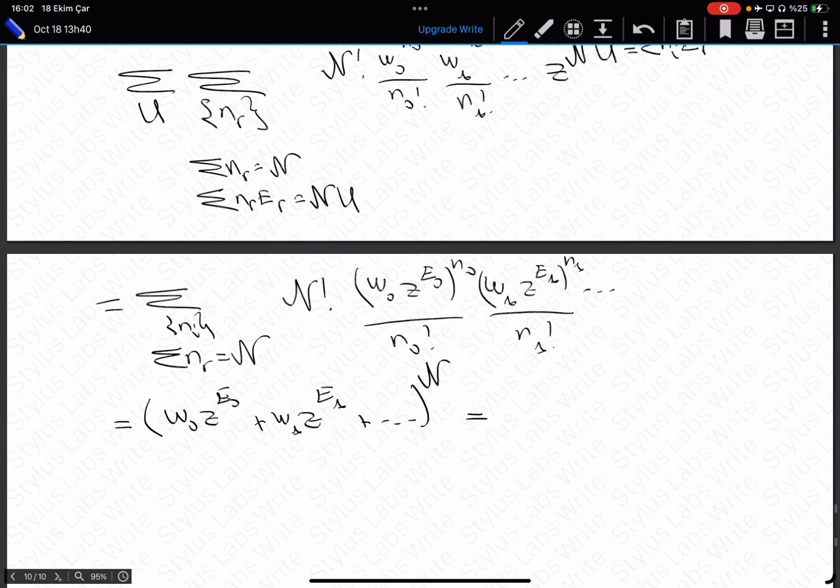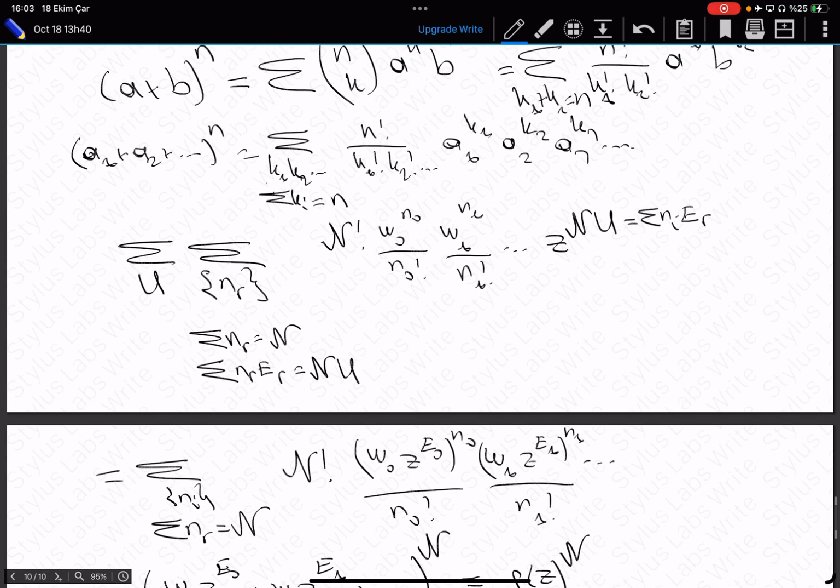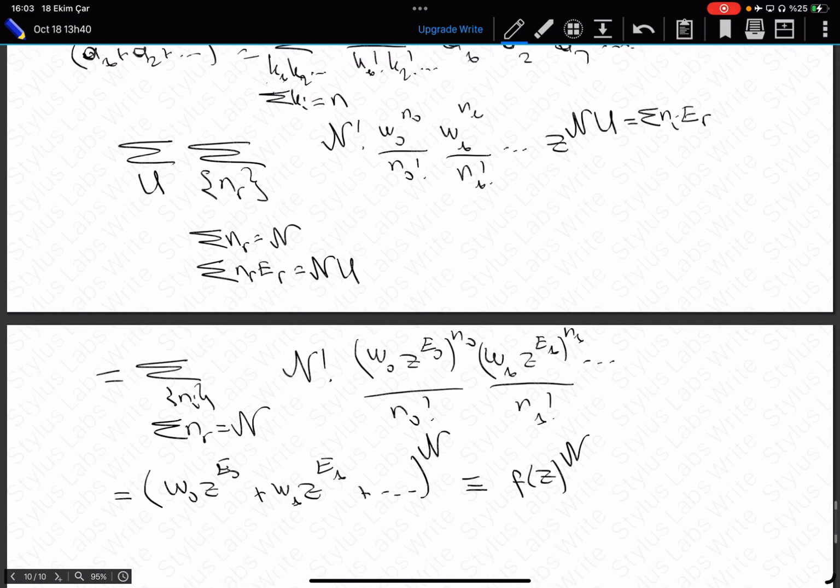Let me just call this f of z to the power curly N. You see, now I carried out the summations exactly. Now the next thing I have to do is expand this f(z) to the power curly N in a Taylor expansion in z and pick up the coefficient of the term I want. This is nothing but the generating function of the sum that I am actually interested in.